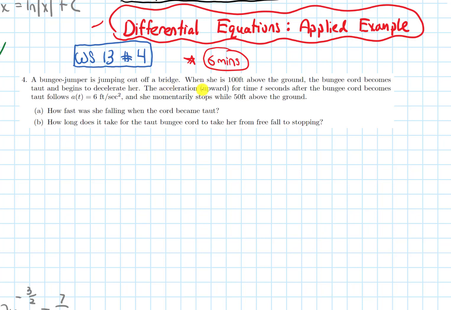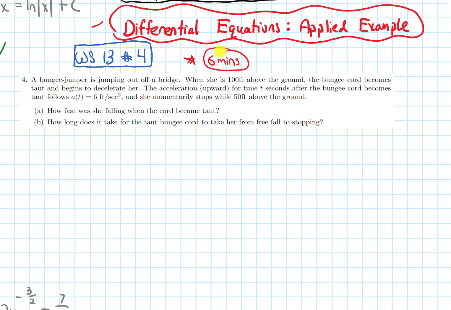The acceleration, which is upwards, for time t seconds after the bungee cord becomes taut, follows a of t equals 6 feet per second squared. And she momentarily stops while 50 feet above the ground. Part A asks, how fast was she falling when the cord became taut? Part B asks, how long does it take for the taut bungee cord to take her from free fall to stopping?